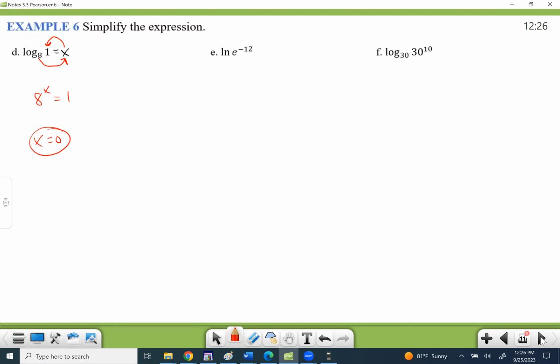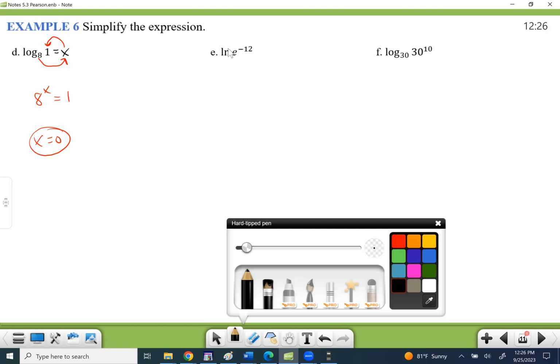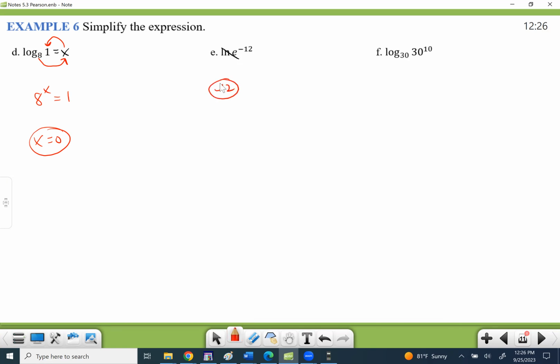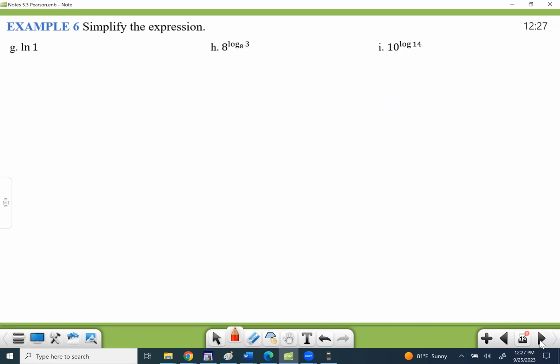Oh, natural log of e, cancel each other out. Bam, -12. It's my favorite problem. All right. Oh, the base of the log matches the base of the exponent. They're going to cross each other off. 10 is the answer. Man, give me 20 of these. Okay.